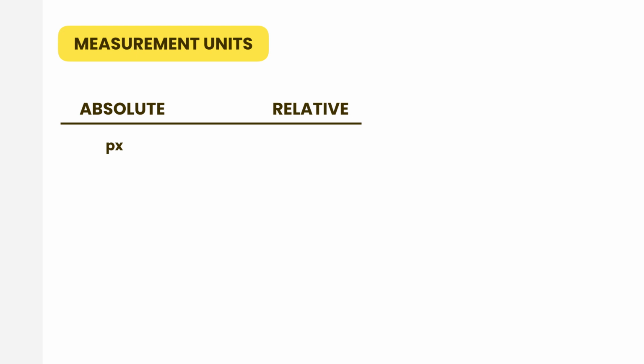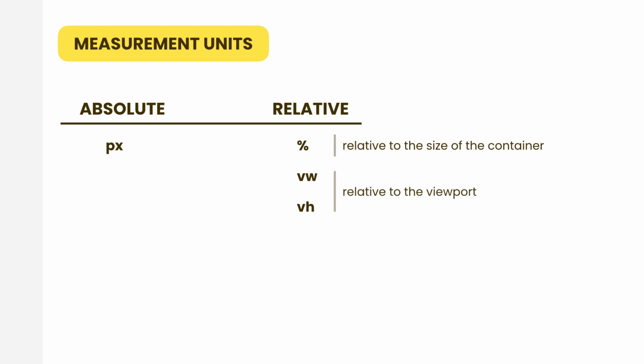Relative units are relative to something else. For example, we have percentages that are relevant to the size of the parent element. We have VW and VH, which are relative to the size of the viewport, and M and Rem, which are relative to the font size. What unit you use depends on what problem you're trying to solve. So let's see these units in action.